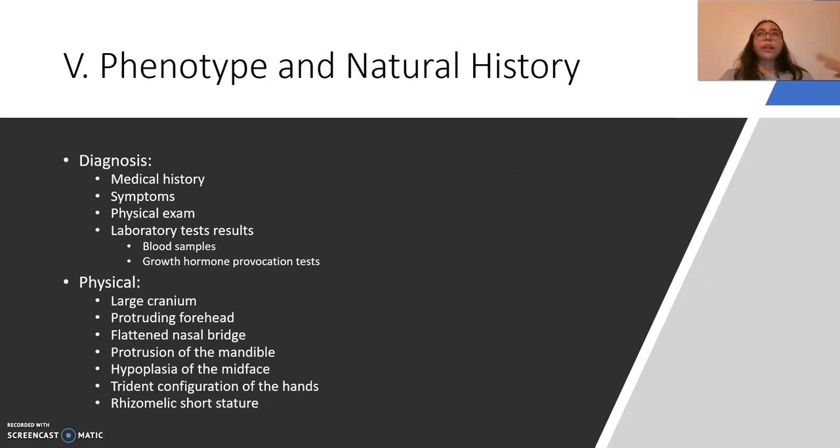In order to make a good diagnosis, medical professionals have to take the medical history, look at the symptoms, perform a physical exam on the patient, and look at the laboratory test results. The laboratory tests may include blood samples or the growth hormone provocation tests that I mentioned earlier. The physical symptoms that the medical professionals may find are the large cranium, protruding forehead, flattened nasal bridge, protrusion of the mandible, hypoplasia in the midface, trident configuration of the hands, and the rhizomelic short stature.